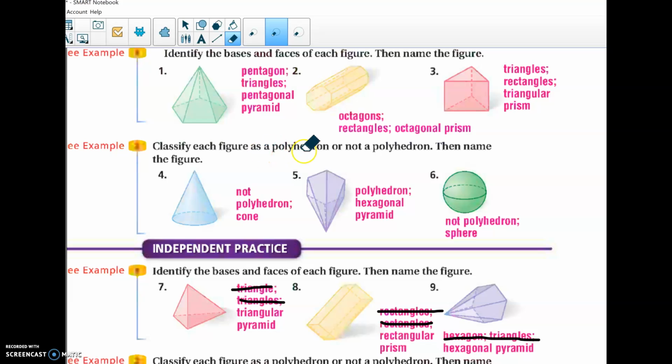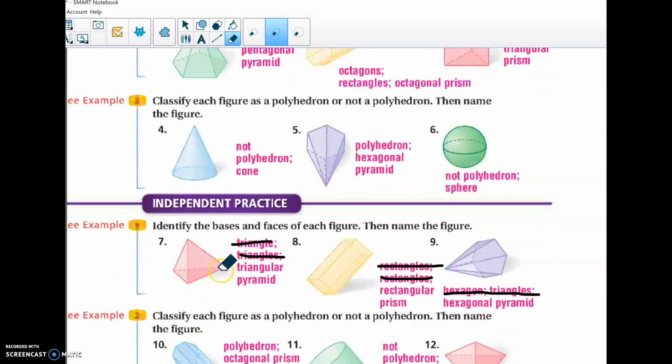Down here, you were supposed to say, is it a polyhedron or not? This is not because of the circle, and this is called a cone. This is a polyhedron, and the base is 6-sided, and it's a hexagon. So if you said hexagon pyramid or hexagonal pyramid, that's correct. This is not a polyhedron, and that's a sphere.